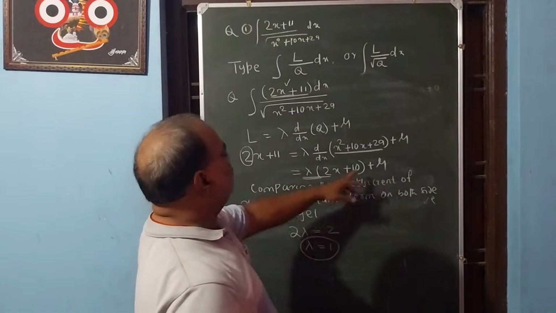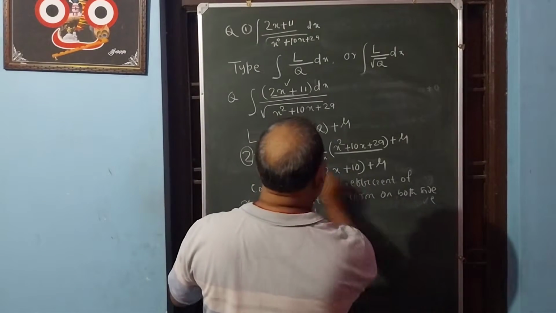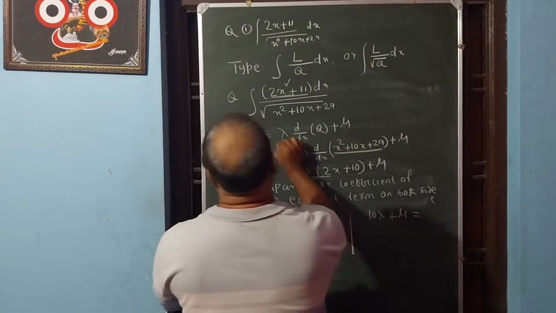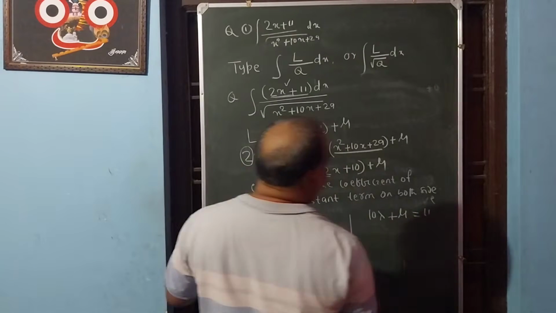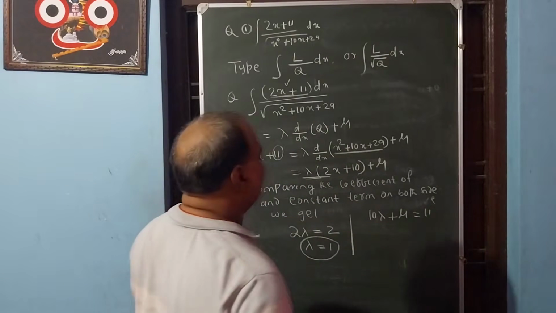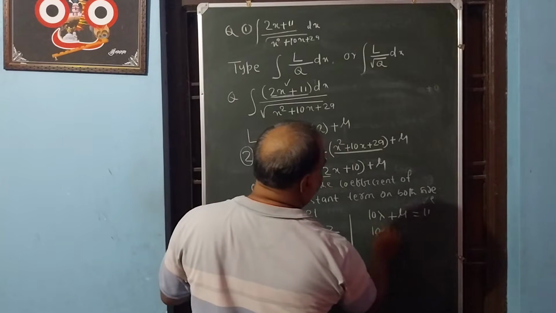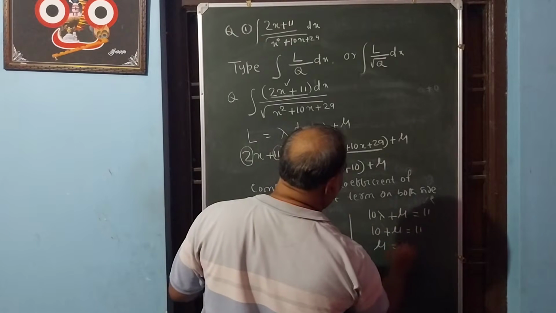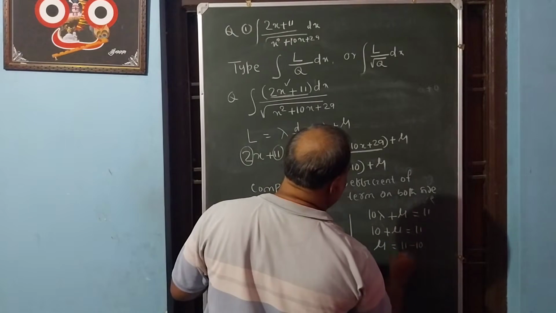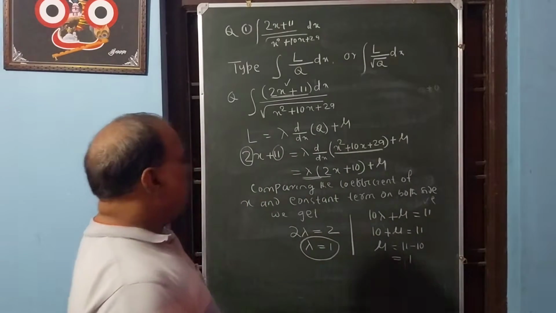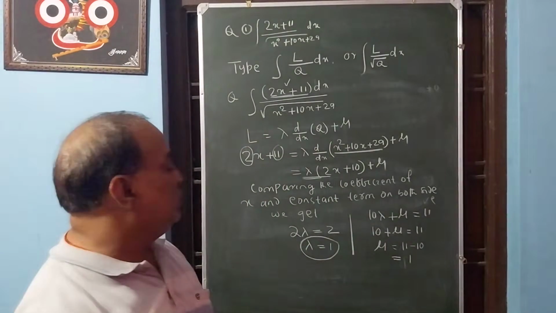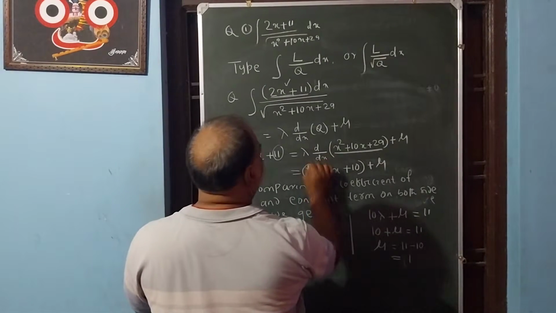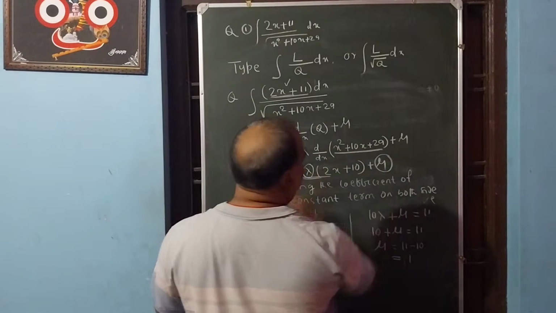Then the constant term: 10 lambda plus mu is equal to, here the constant is 11. Put the value of lambda equal to 1 here. So 10 plus mu is equal to 11. So mu is equal to 11 minus 10, that is also 1. So now lambda is equal to 1 and mu is equal to 1 can be found out. Now we have to put 1 in place of lambda and 1 in place of mu.